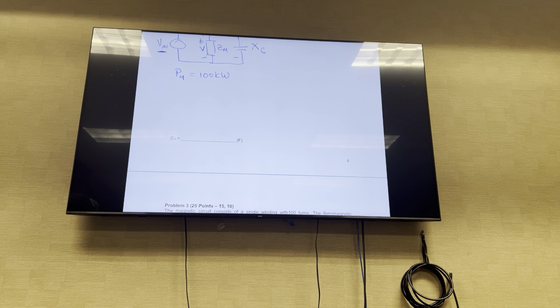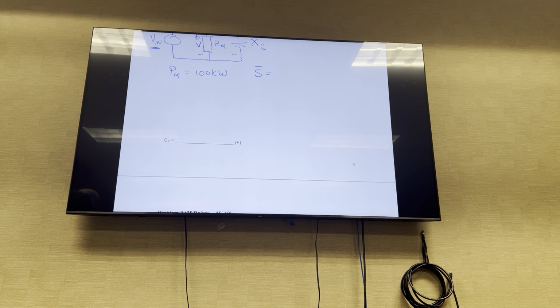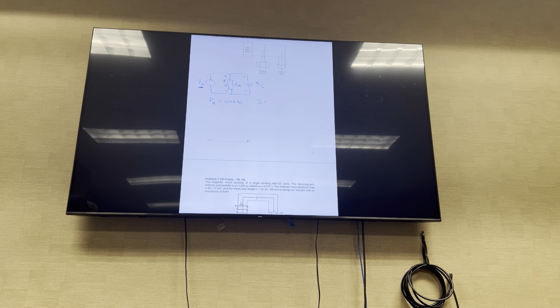So since I know Pm, really what I want to find is the apparent power, right? Why? Because I want to find the real and the reactive power that's consumed by the motor so that I can compensate it by the capacitor. So S magnitude, anybody help me out, what will that be for this problem? Would you use the magnitude and not the actual phasor for S?